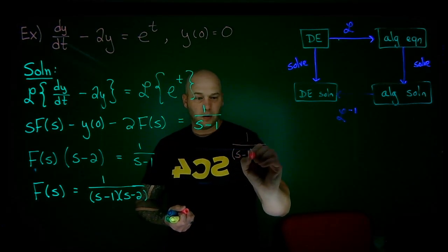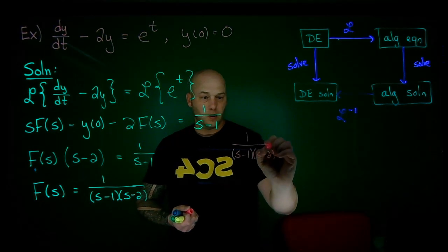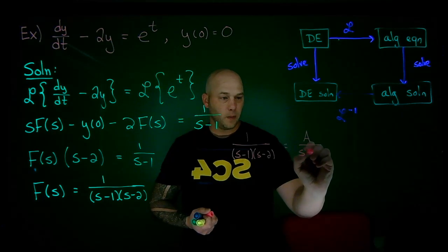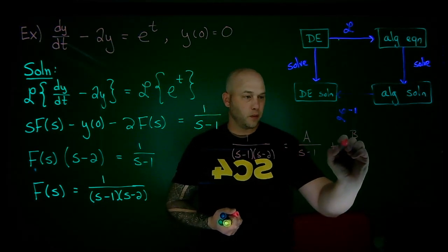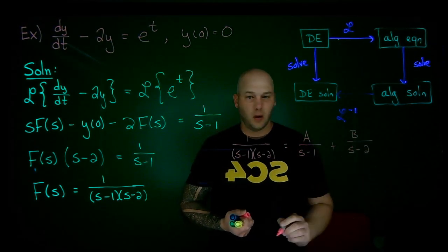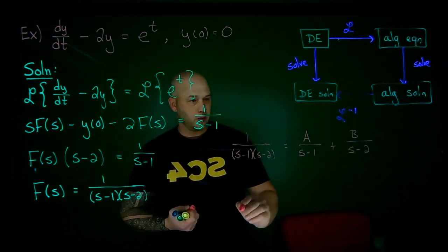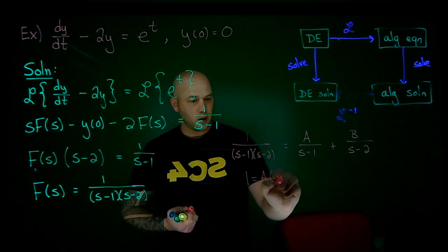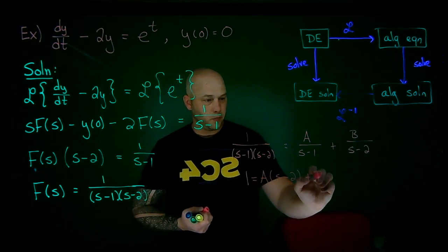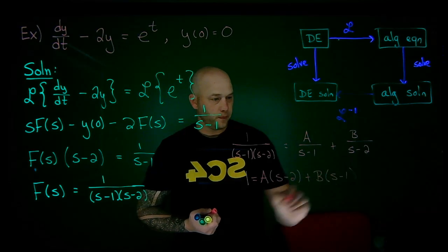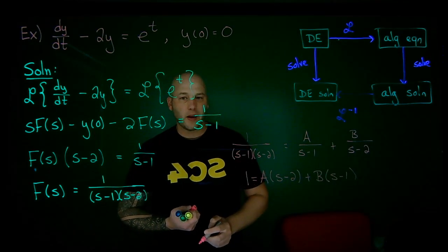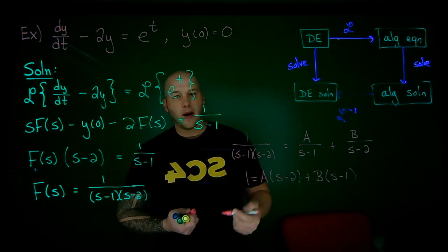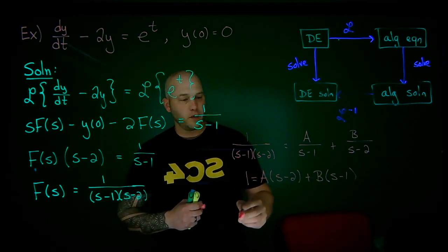1 over s minus 1, s minus 2 is going to be an unknown constant a over s minus 1 plus b over s minus 2. Okay, and then let's go ahead and clear the denominator. So I'm going to get 1 is equal to a times s minus 2 plus b times s minus 1. And then I'm going to choose values for s to correspond to making different factors 0, which will allow me to solve for the different constants.